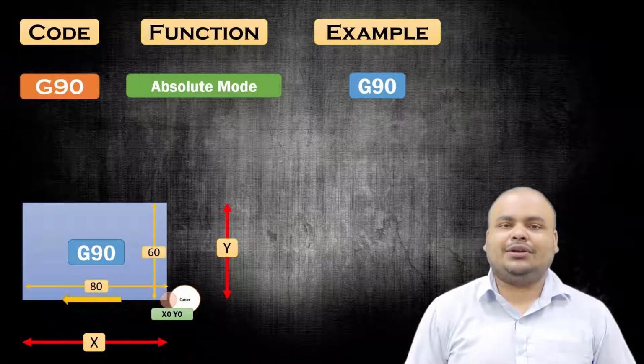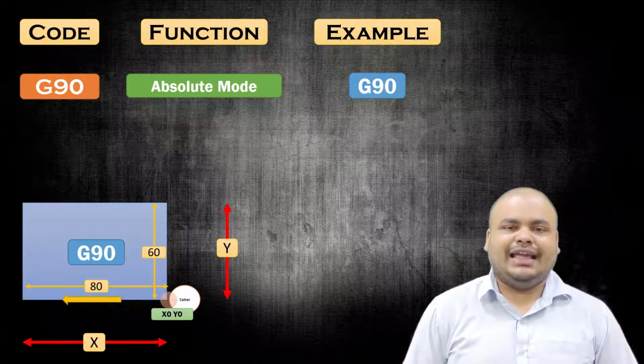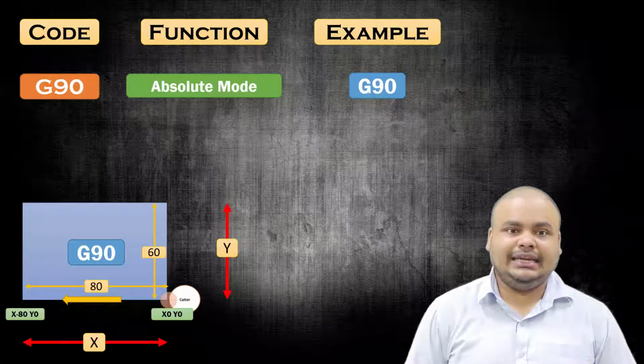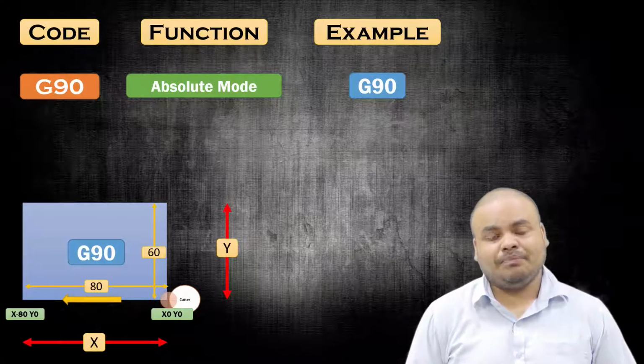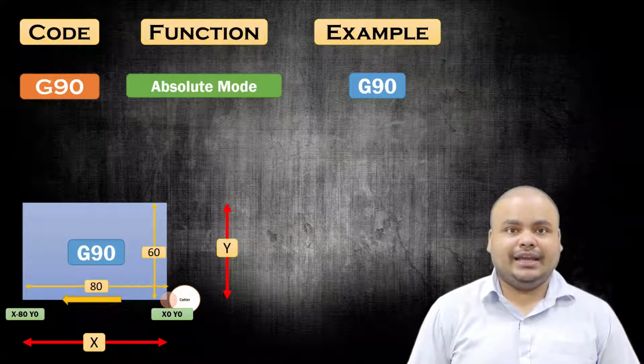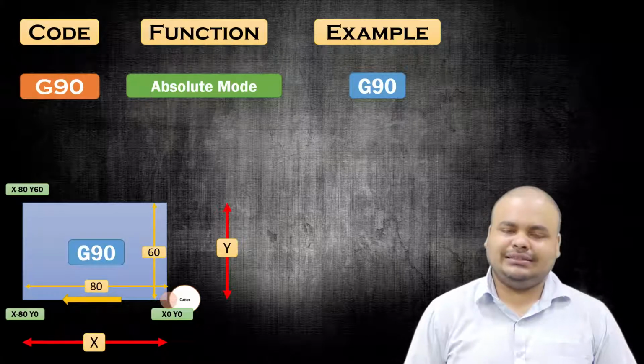And if the cutter moves towards the left-hand side, then what will the next coordinate be? The next coordinate will be x -80 and y 0. Then again, if it moves in the upward direction, the coordinate we get is x -80 and y 60.